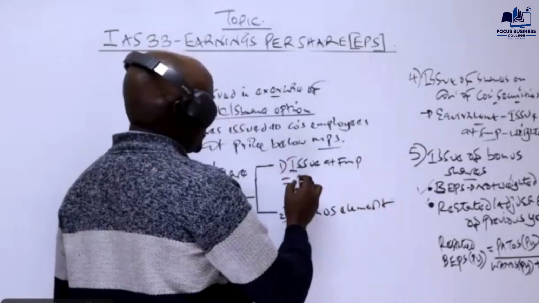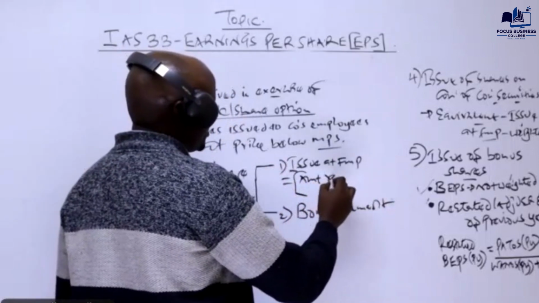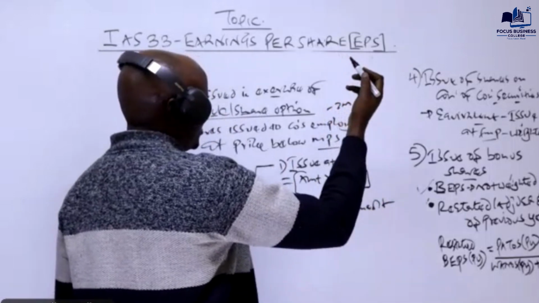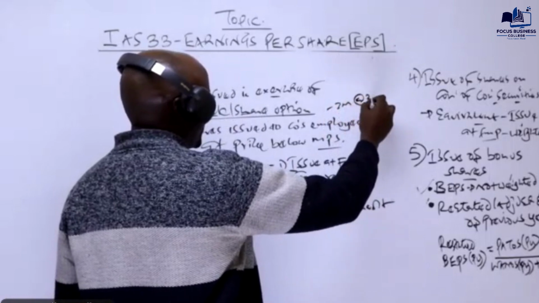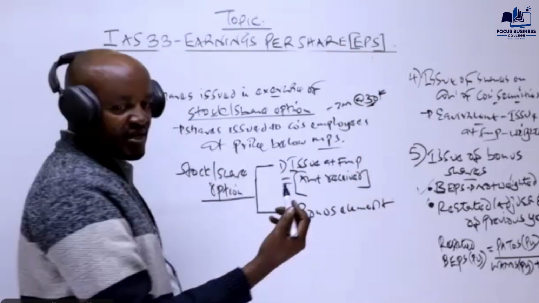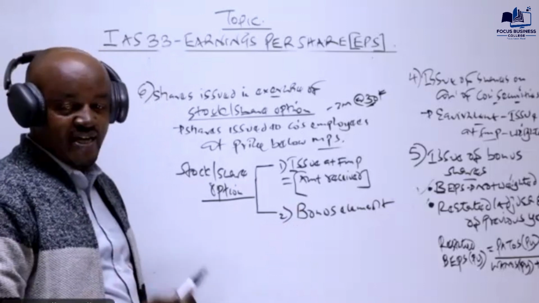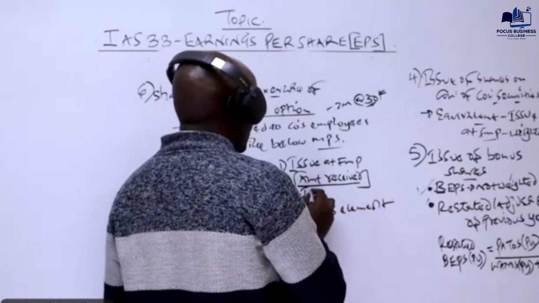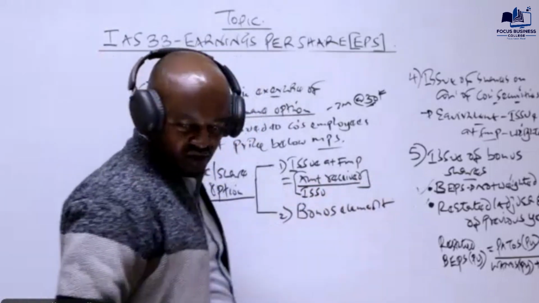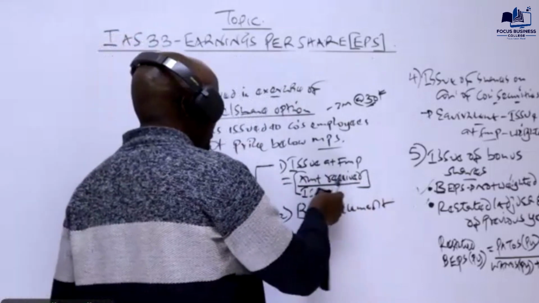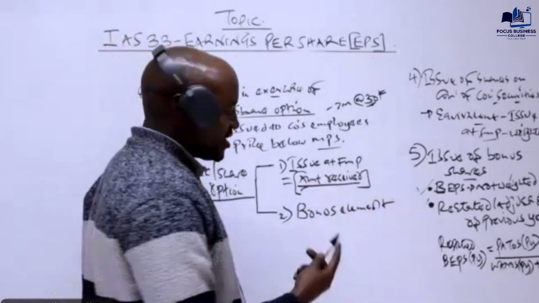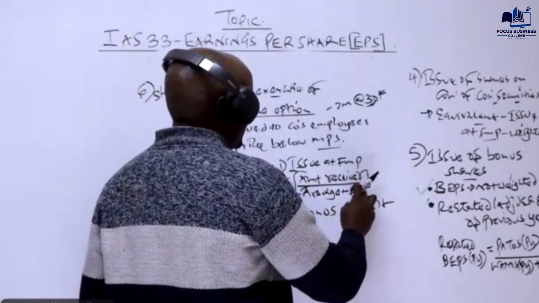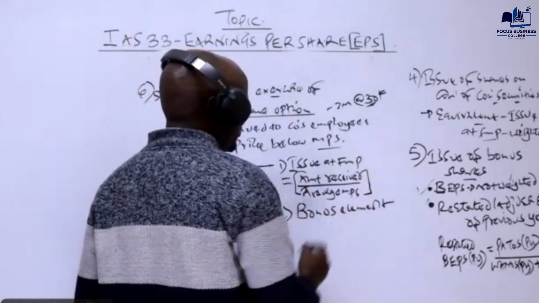The shares issued at full market price are computed by computing how much amount was received by the company. If the company issued 2 million shares to the employees at a price of 30 shillings, which is automatically below the market price, the amount received will be 2 million times 30. That is the amount received. And then we divide this, not with the issue price, but with something called the average market price. So this will give you the shares which were issued at full market price.